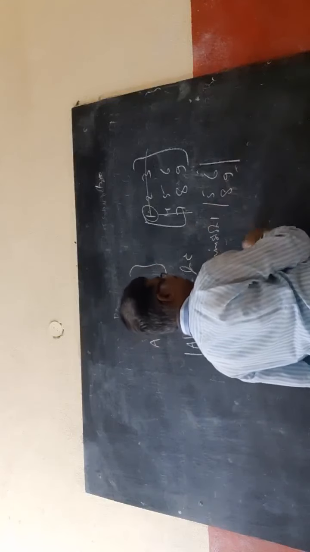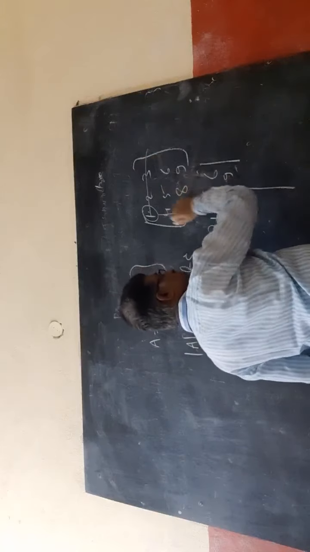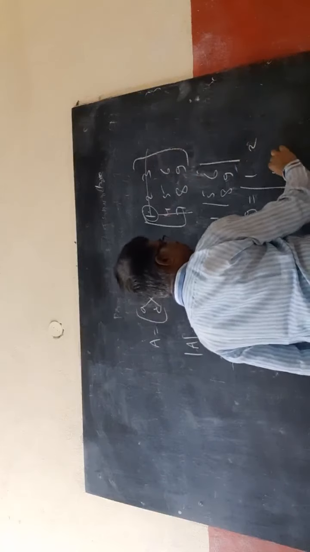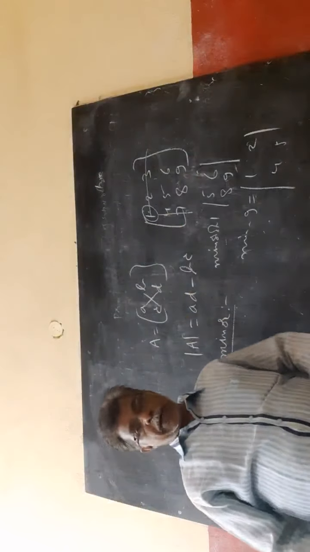Like minor of 9, if I want, then minor of 9 is excluding this row, this column, means 1, 2, 4, 5. Then AD minus BC. So it gives you minor of any element.